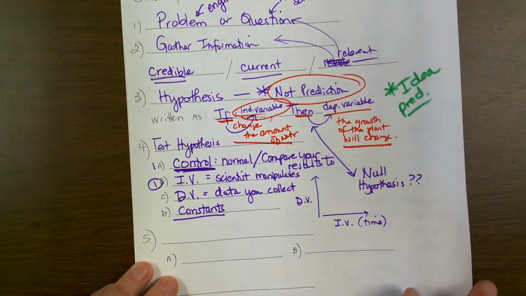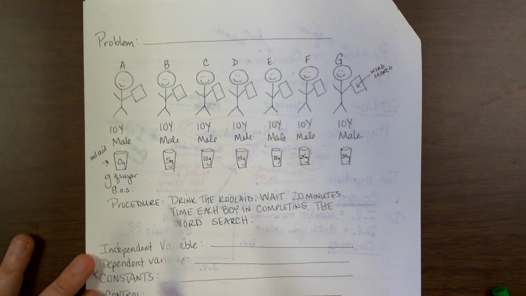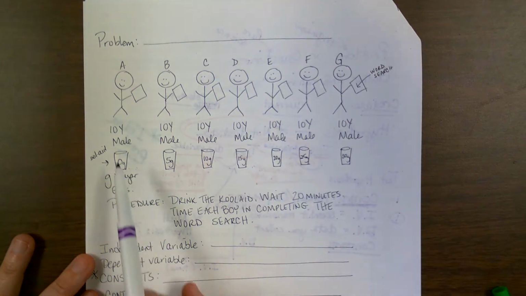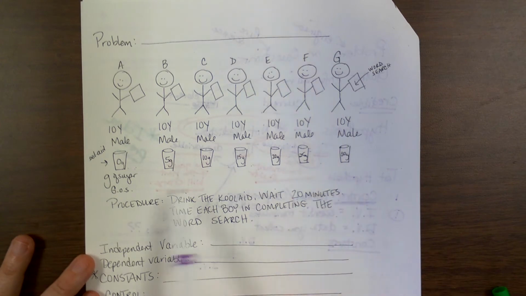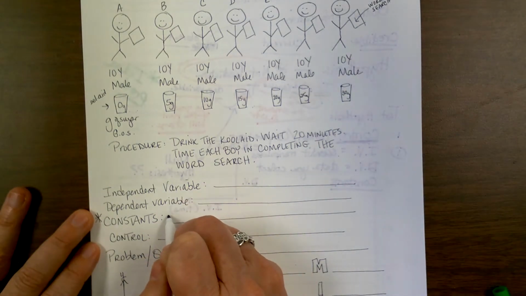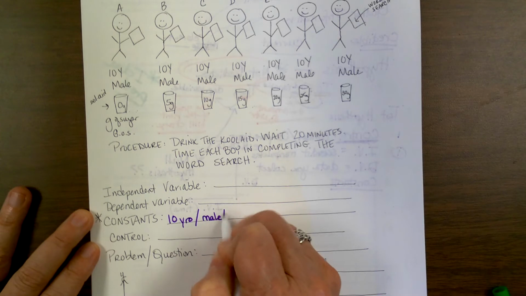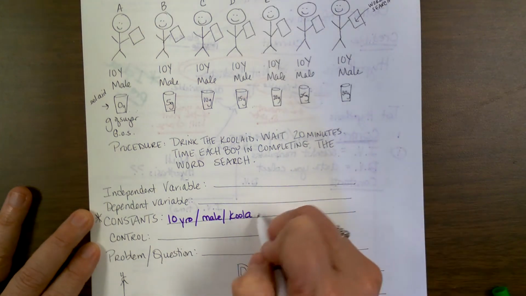Okay, so on the back of this sheet, you have this little experiment, and you have all these little boys, and they all have a word search, and they're all 10 years old, and they're all male, and they're all drinking Kool-Aid, etc. Okay, so those are all of our constants. So 10 years old, male, Kool-Aid. I don't even know how you spell Kool-Aid, okay.